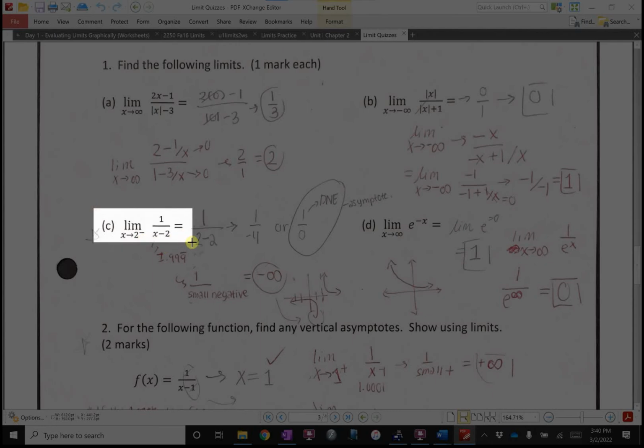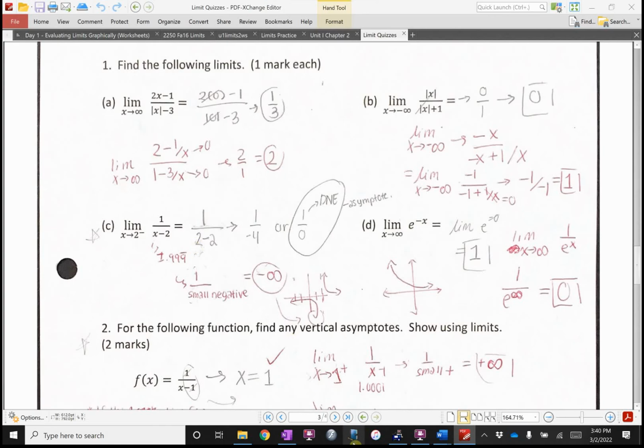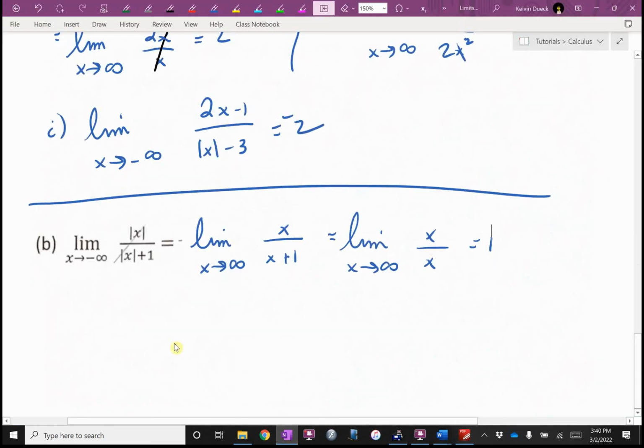There's a star next to that one. What does the star mean? Oh, you had like 2 answers. I can tell you the answer. First of all, what does this mean? We're sneaking up on 2 from the left.